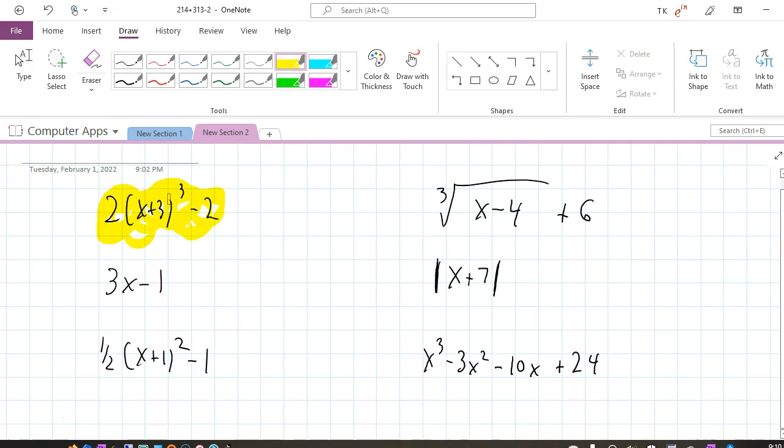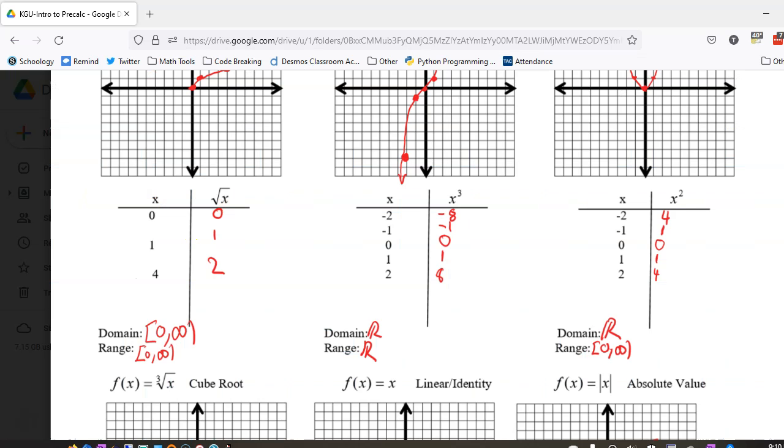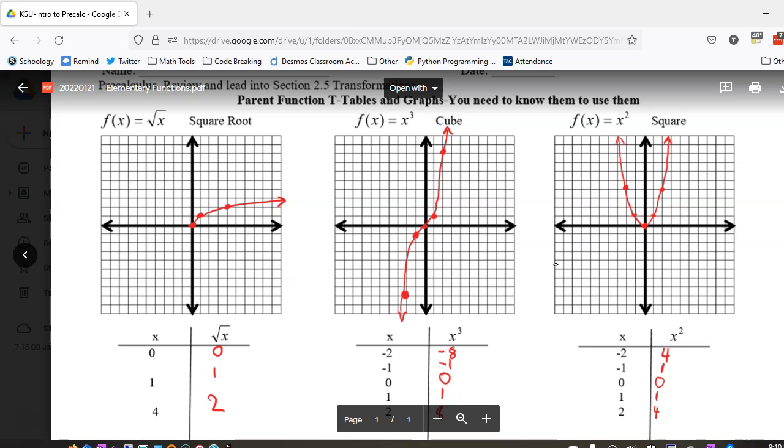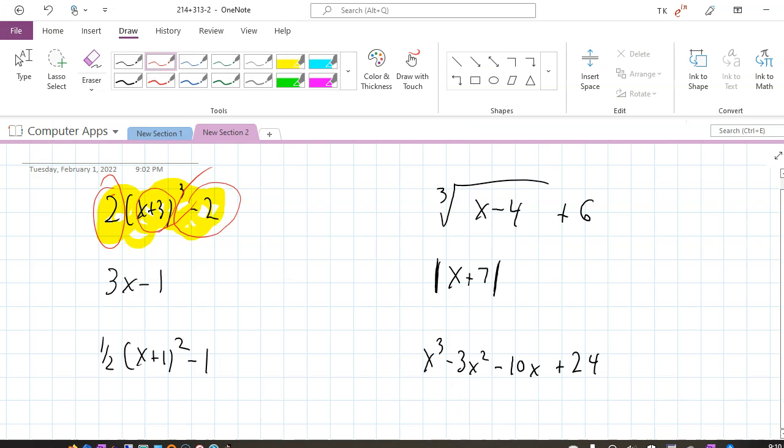We can pick out each transformation here. We have an expansion, we have a vertical shift, we have a horizontal shift. None of these change one-to-oneness. X cubed, the elementary function, is one-to-one, so this is also going to be one-to-one. Okay, ditto for 3x minus 1.